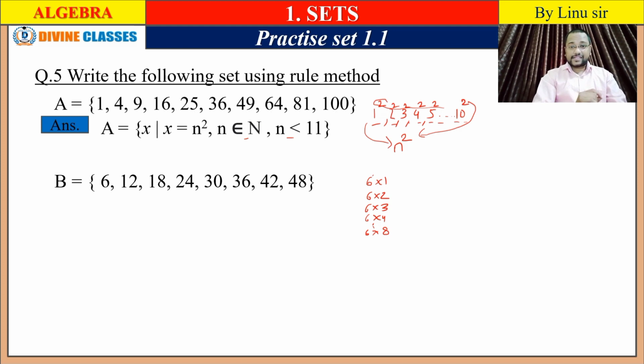So in this, one is not changing and the other one is a changing number, right? 6 is common for all the numbers, but 1, 2, 3, 4 till 8 it is changing. So I have already told you all, whenever the numbers are changing we will be taking a letter n.